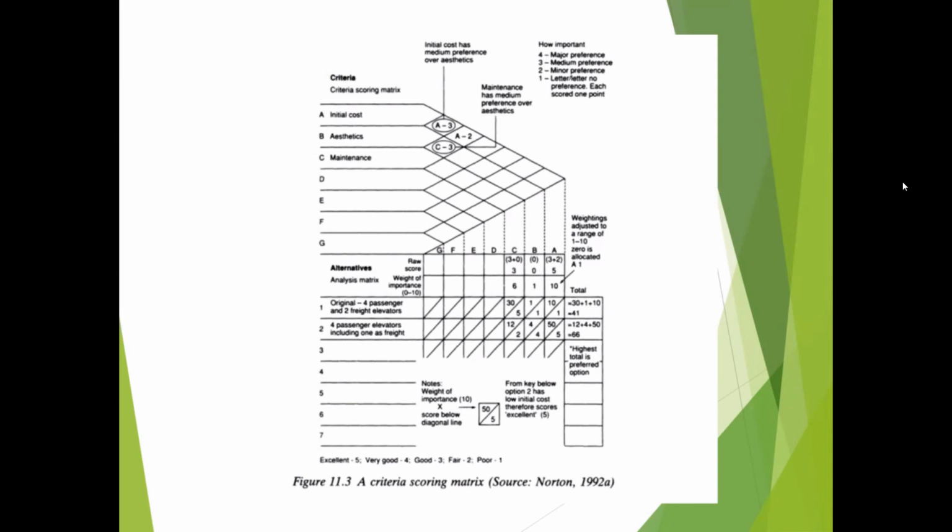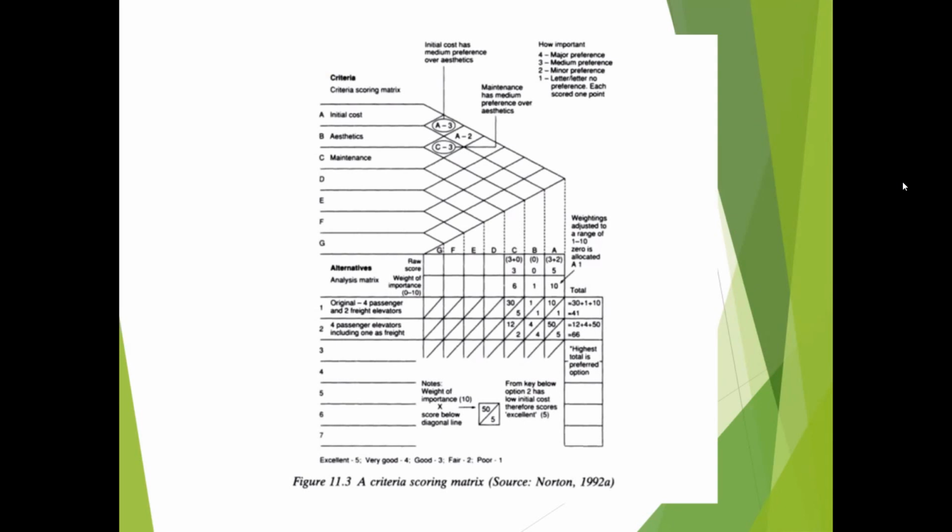Right. So what does the A3 represent? Initial cost has the medium preference over aesthetic. Medium preference is represented by number 3, right? So A3 means it's given to A. So A is medium preferred than B. So A received 3.